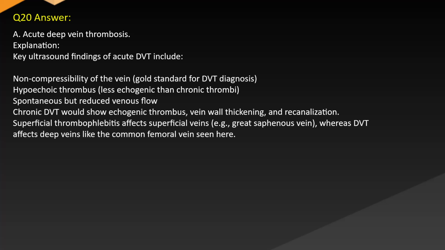Answer A. Acute deep vein thrombosis. Explanation. Key ultrasound findings of acute DVT include non-compressibility of the vein, the gold standard for DVT diagnosis, hypoechoic thrombus, less echogenic than chronic thrombi, and spontaneous but reduced venous flow. Chronic DVT would show echogenic thrombus, vein wall thickening and recanalization. Superficial thrombophlebitis affects superficial veins, e.g. great saphenous, whereas DVT affects deep veins like the common femoral vein seen here.